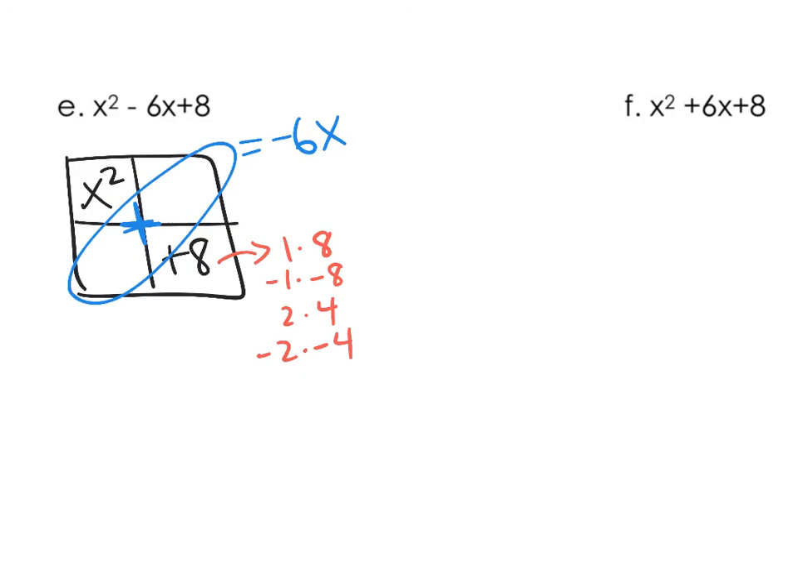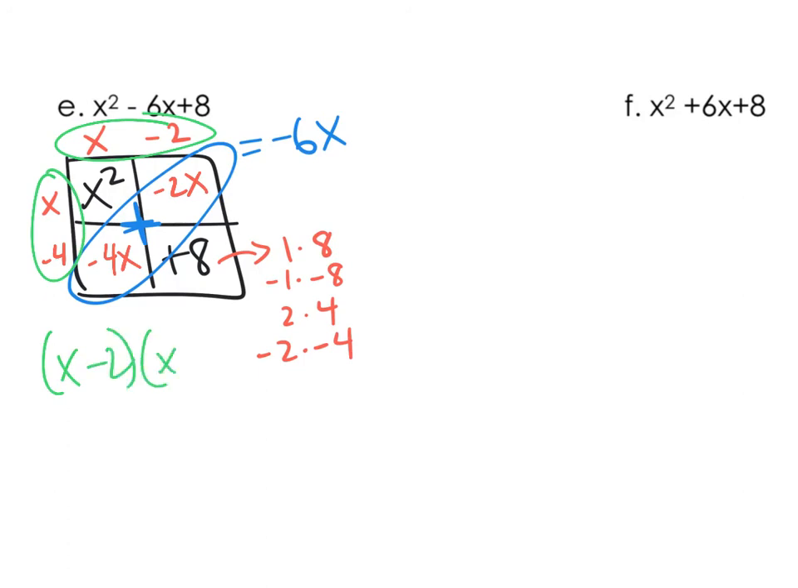So when you try it out, you should have come across that -2 and -4 are the winning numbers because it should be a -4x plus a -2x that adds to give you -6x. So your answer should have been x minus 2 and x minus 4, or x minus 4 and x minus 2. Either one is perfectly fine.